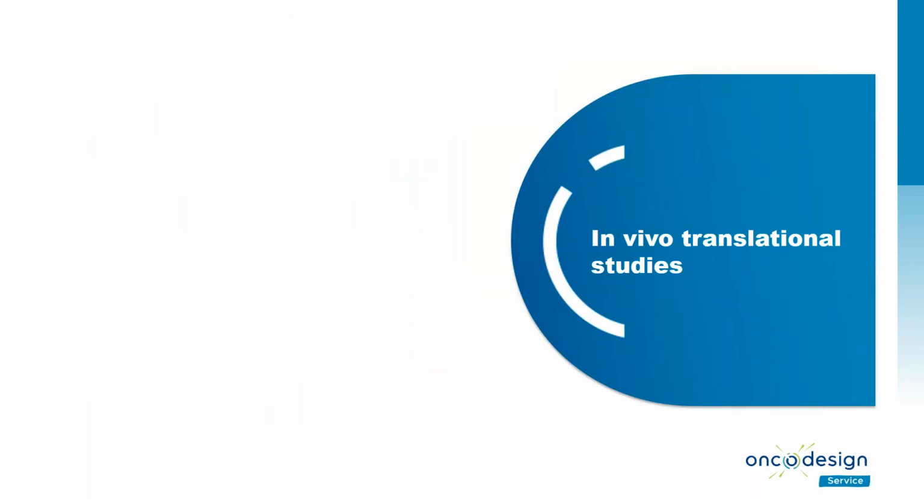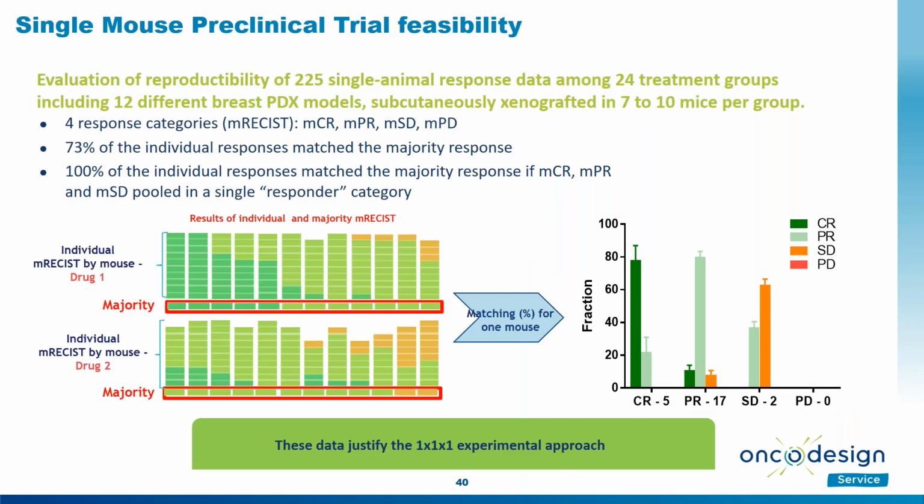Then, based on all these results, let's go to the translational studies to try to better enter into the clinic and to better position the compound in the clinic. First of all, in this field of work, I want to speak very briefly about a concept using only one mouse per experimental condition, what we call a single mouse preclinical trial. Here, just to show you the feasibility of this concept.